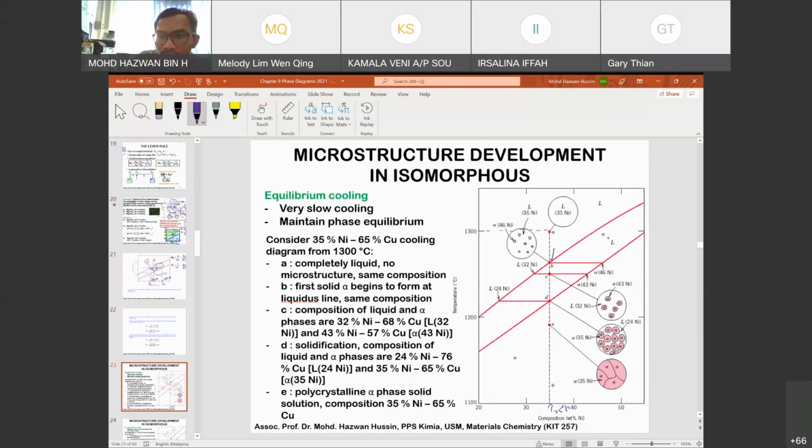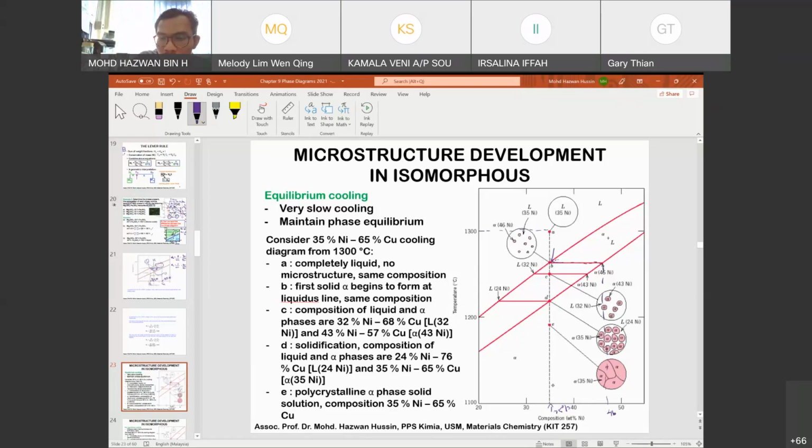So how do you know that it is actually equal to 46? Point B over here is at the liquidus line. That is why C_L is still equal to 35 if you drag it down. But for C_alpha, if you drag this line, it will actually show you the value of 46.